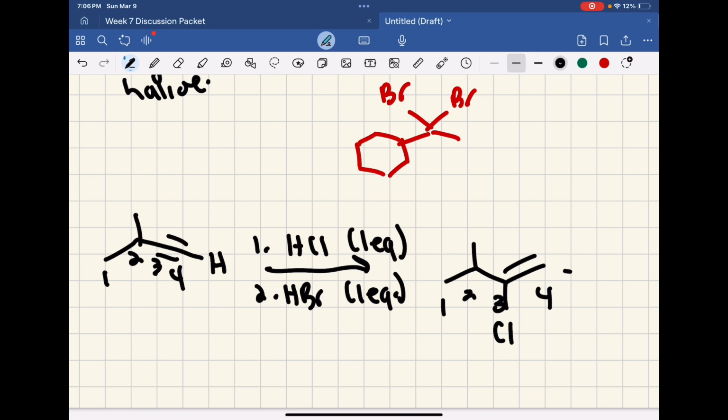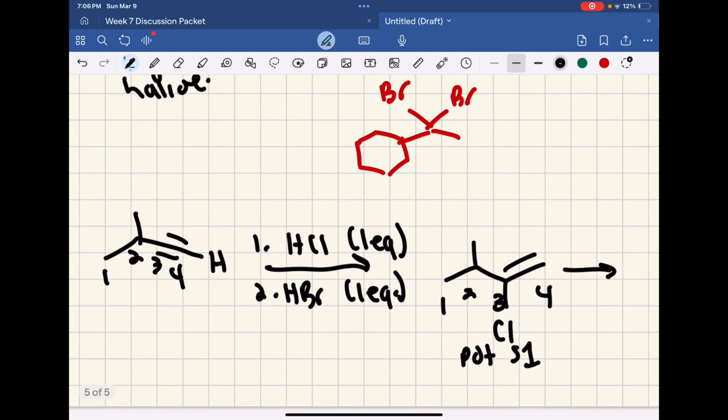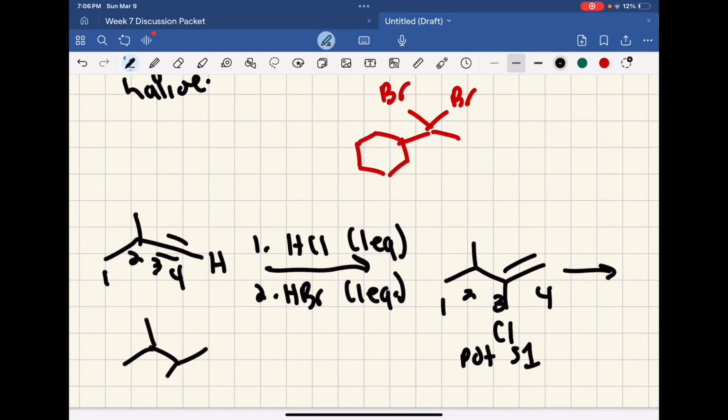And then once we add the second equivalent, so this is the product of step 1, once we add the second equivalent, you can imagine the bromine now comes on. So it doesn't have to be the same thing, all right? And this is a stereocenter, so just keep in mind that we could form stereocenters. Okay, so that is adding diatomic species across an alkyne and adding hydrogen halides across alkynes as well.